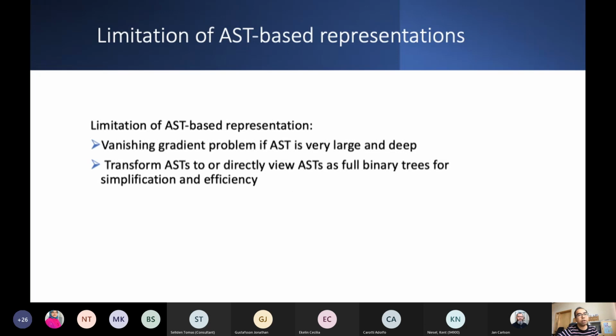But its limitation is that it has the vanishing gradient problem, especially if the AST is very large and deep. And this usually happens for most typical C, C++ or Java repositories. Another problem is that they rely on the generation of the AST context vectors, and to generate them, they typically view the AST as full binary trees, which make the AST even deeper and make the vanishing gradient problem even worse.